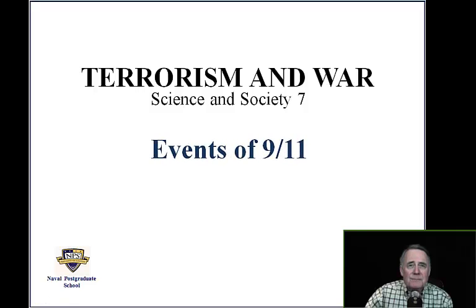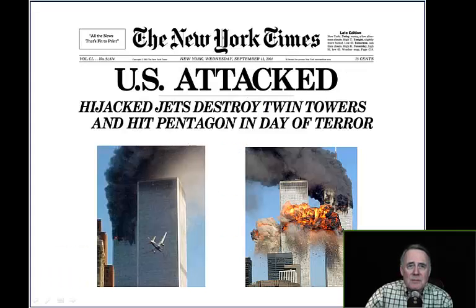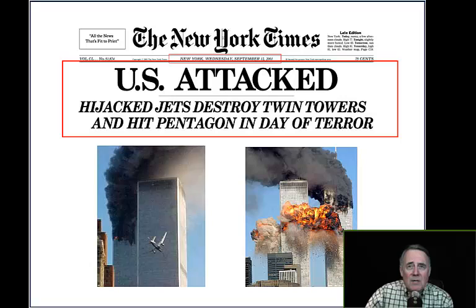Events of 9/11. Here are the headlines of the New York Times the day after 9/11, on September 12th, which read, "U.S. attacked, hijacked jets destroy Twin Towers and hit Pentagon in day of terror." The picture on the left shows one of the hijacked jets moments before impact. The picture on the right shows the conflagration a few minutes after jets had hit both towers.